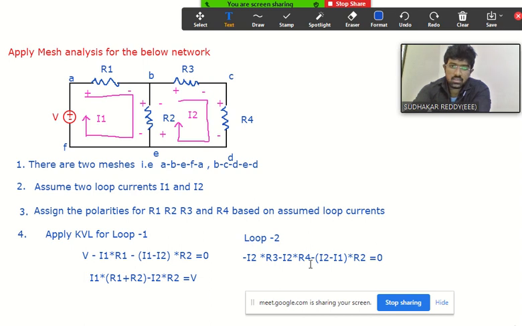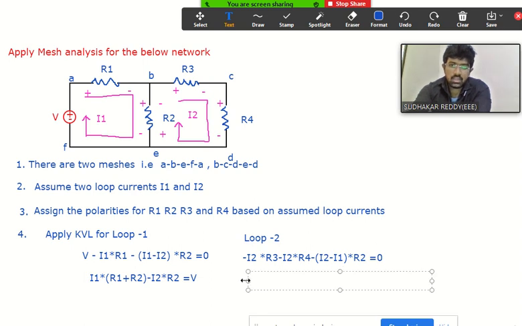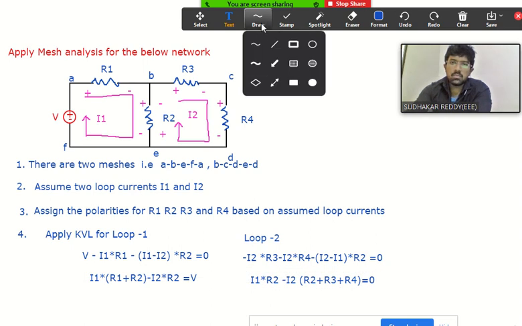Again, simplify this equation. If you simplify this equation, what is the relation? So what is the equation we are getting? First I1: minus into minus becomes plus, that is I1 into R2. Minus I2 into R2 plus R3 plus R4 equals 0. Understood, everyone?